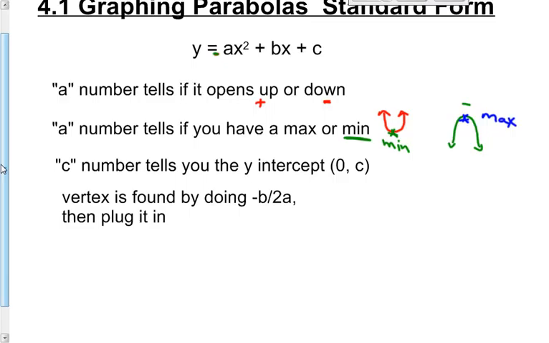The c number in the back of your parabola will tell you the y-intercept. That is the place where your curve crosses the y-axis. That y-intercept point is identified as an ordered pair (0, c).